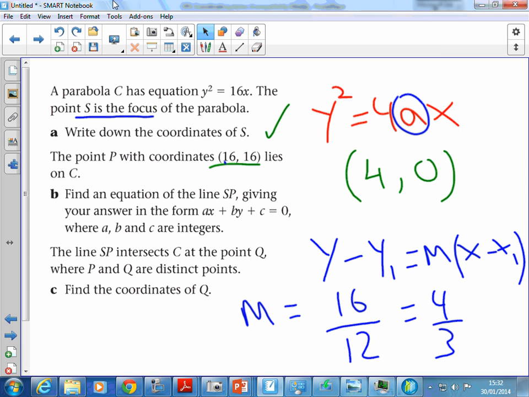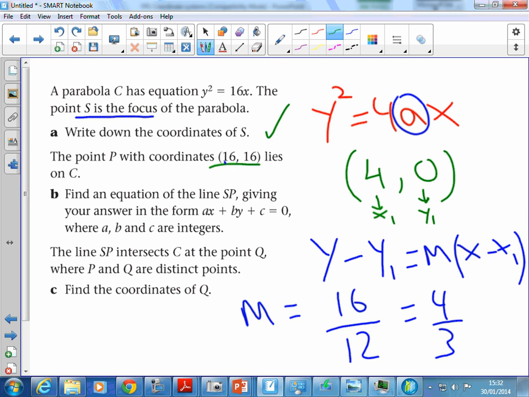Now, do we have all our ingredients? Yes, because x1, let me just remind you, this is the x coordinate, so this is your x1, and this is the y coordinate, this is your y1. Now, because it passes through the point S, we could use that. And it also passes through the point P, so we could also have used 16, 16. But these numbers are smaller, so we're going to choose x1 and y1 to be 4 and 0.